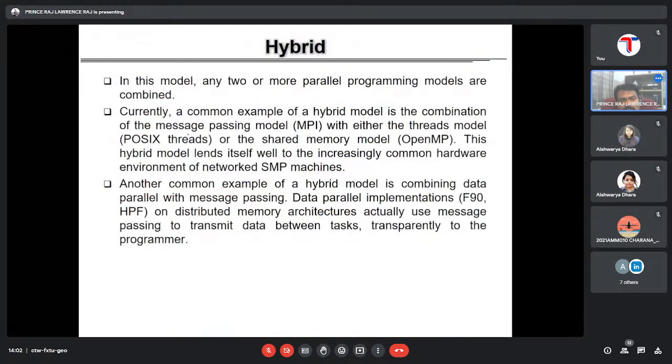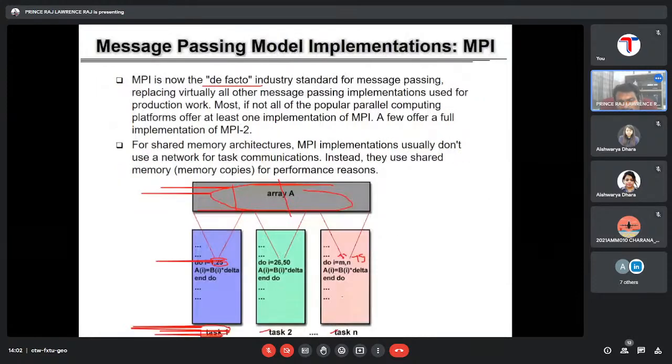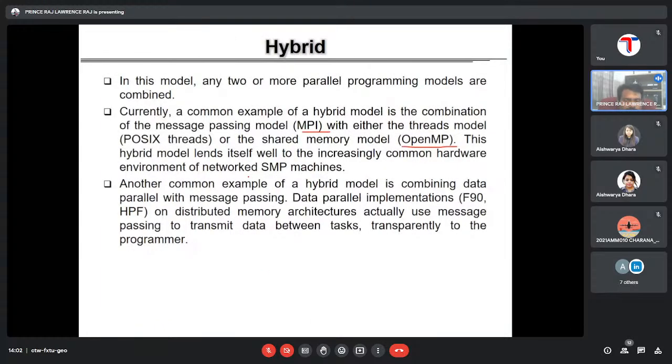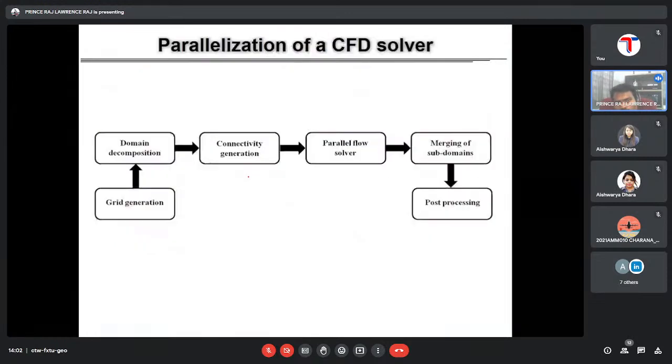Now this is the hybrid model, as we have seen. Here we are going to mix MPI with OpenMP, so threads will be running. It is a hybrid model, we call it. So in general, if you have any questions, you can ask now, because I am going to move into parallelization of a CFD solver and how it works.